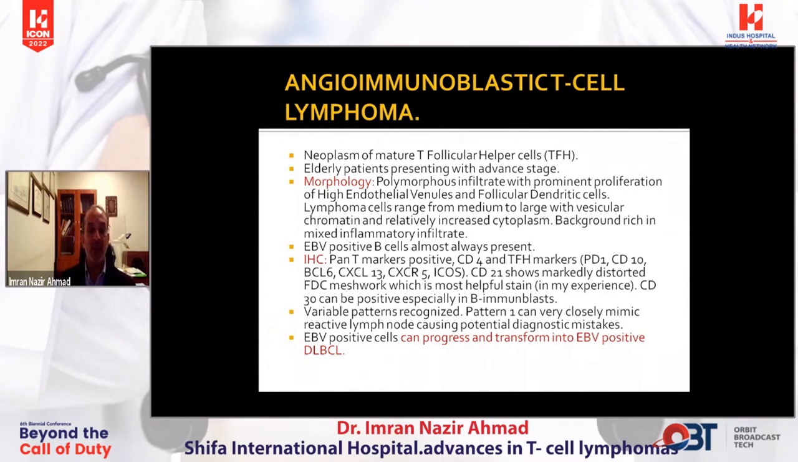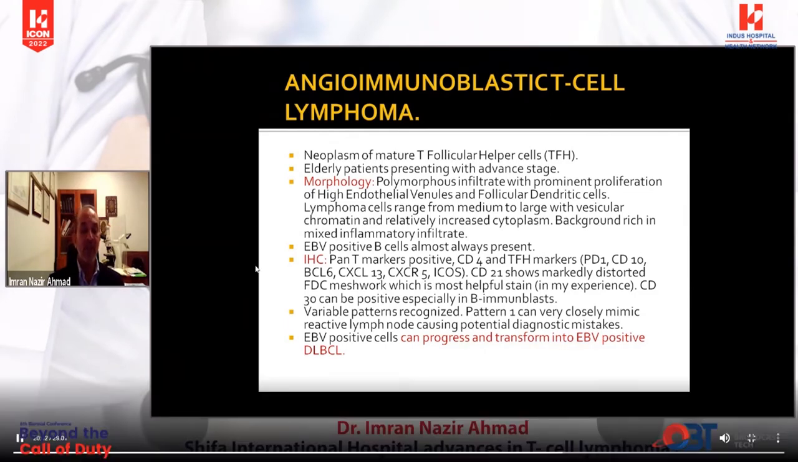Most of the patients are elderly. Morphology we discussed already, and immunohistochemistry wise, since they are of helper origin, they are most of the time CD4 positive, and TFH markers, where we have multiple, like 6 to 8 markers available, at least 2 of these should be positive. CD30 can be positive in some of the B immunoblasts.